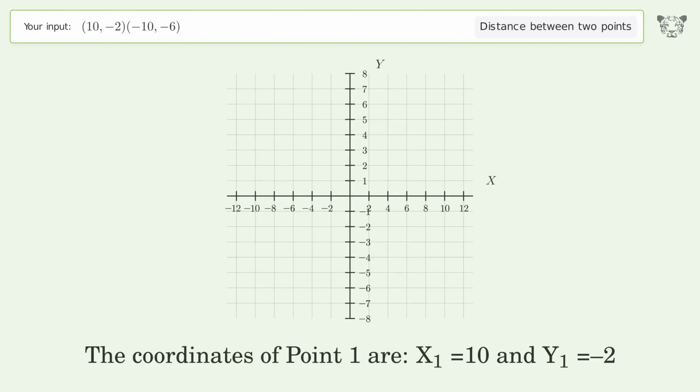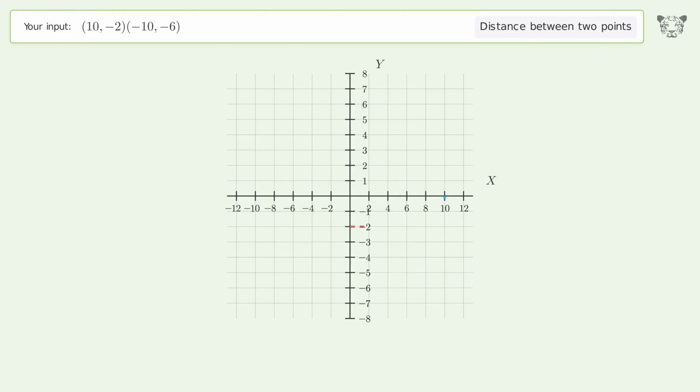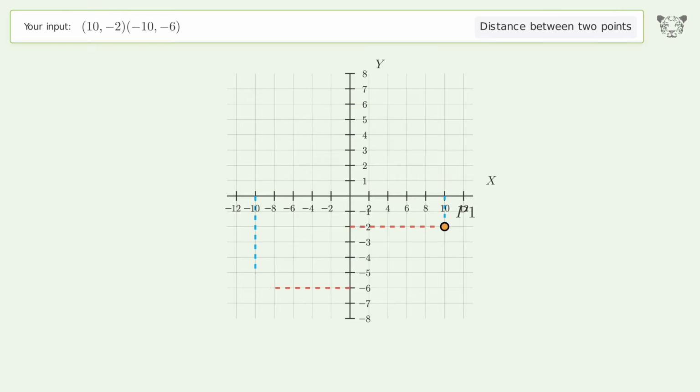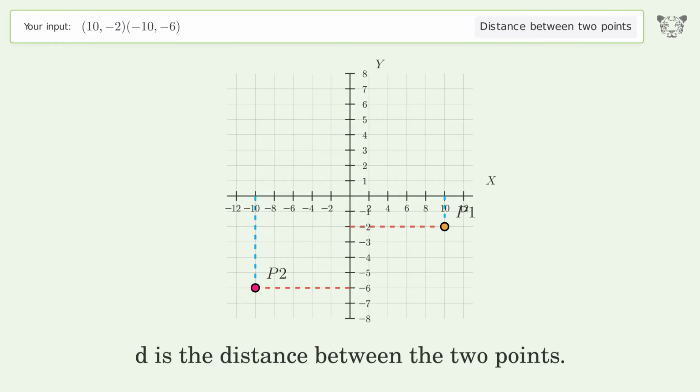The coordinates of point 1 are x1 equals 10 and y1 equals -2. The coordinates of point 2 are x2 equals -10 and y2 equals -6. D is the distance between the 2 points.